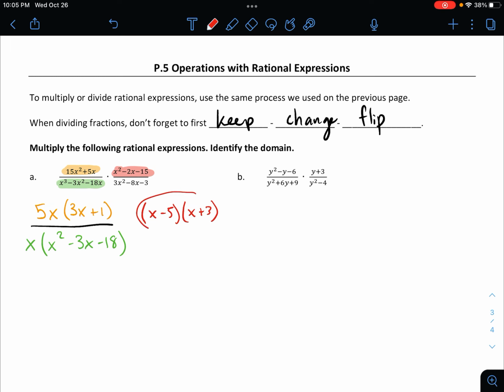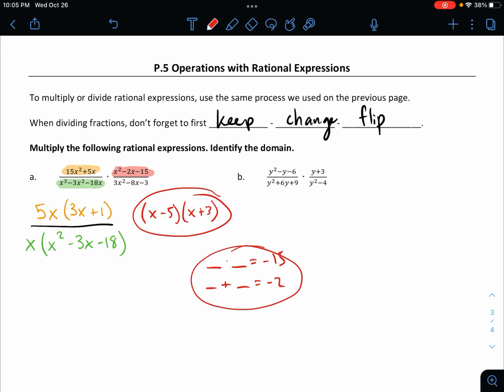Obviously, you might not be able to do this in your head. You might have to write down, blank times blank equals negative 15, blank plus blank equals negative 2, and then find your number. So you might not be able to do this in your head, and that's A-okay. It's better to take a little bit more time and get it correct than try to do something quickly in your head and get it wrong. So we're going to erase this.